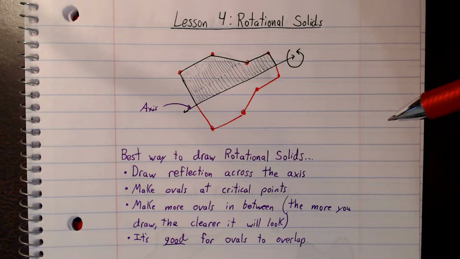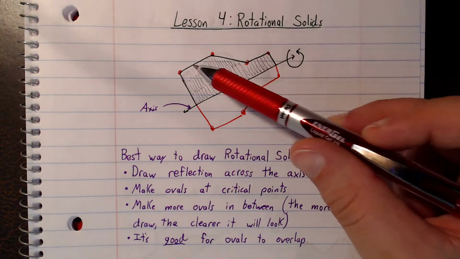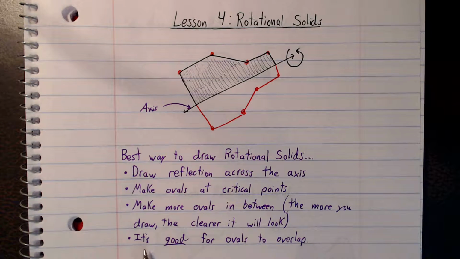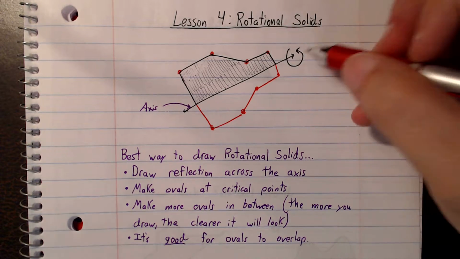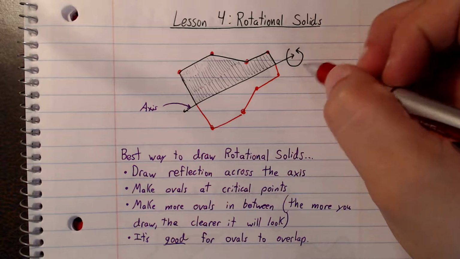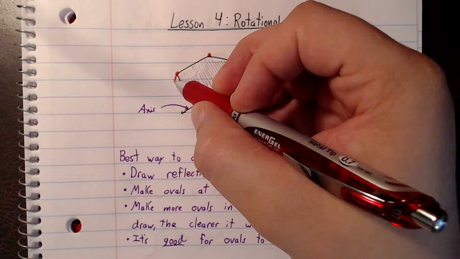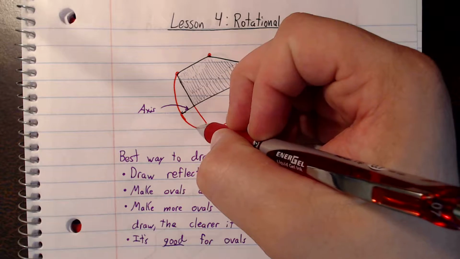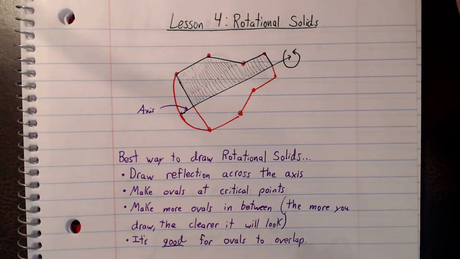Then it mentions something about ovals. We'll go over that in a minute. We're going to make more ovals in between. So even though we've picked out these 4 points, we're going to want some more in between. And it says the more you draw, the clearer it will look, and it's good for overlaps. So how do these ovals work? Well, if we're rotating this object around and around, we've got to imagine that this corner is traveling through space. It's going to go up till it hits the axis, and then it's going to start coming back down to this side, which we already reflected, because we knew it should look the same on both sides.